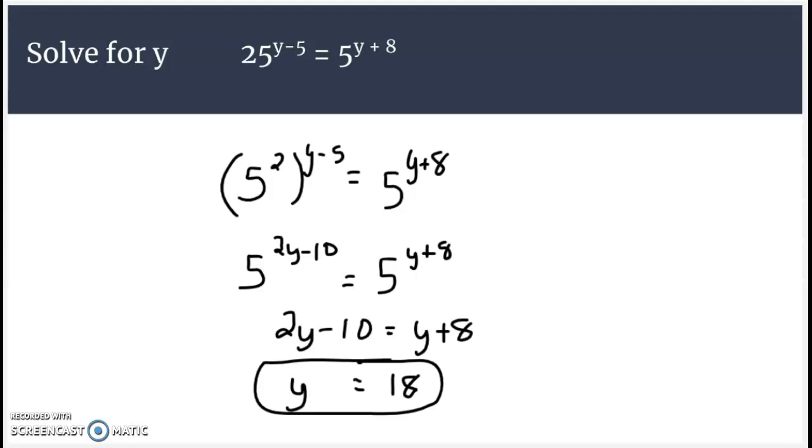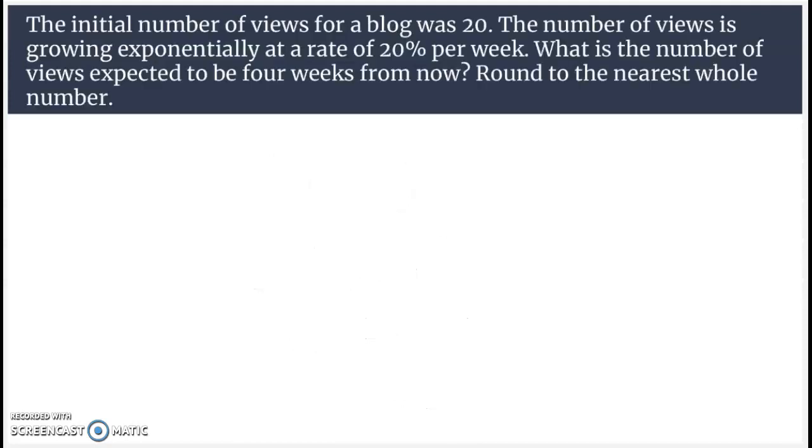All right, next one. Let's look at another story problem here. The initial number of views for a blog was 20. The number of views growing exponentially at a rate of 20% a week. What's the number of views expected to be 4 weeks from now? Round to the nearest whole number.